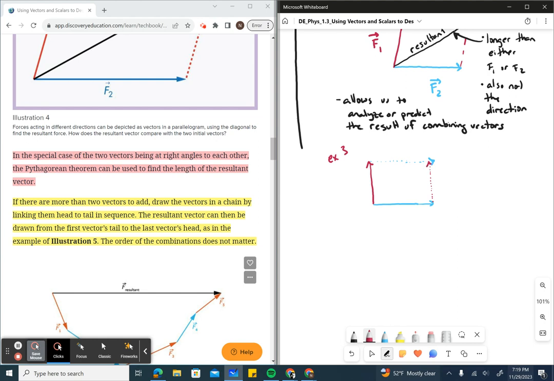So what we're talking about here is that these are at right angles to each other, 90 degrees, what we call a right angle. Then what you can do is go ahead and use the Pythagorean theorem.